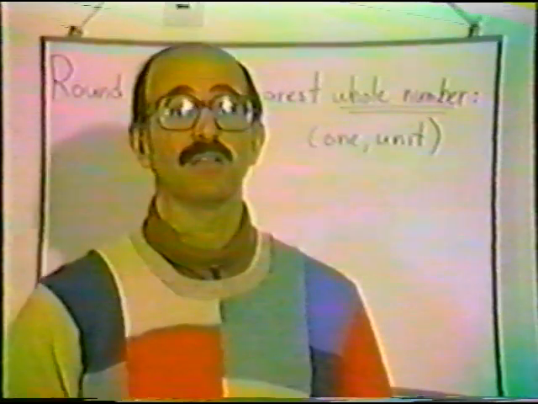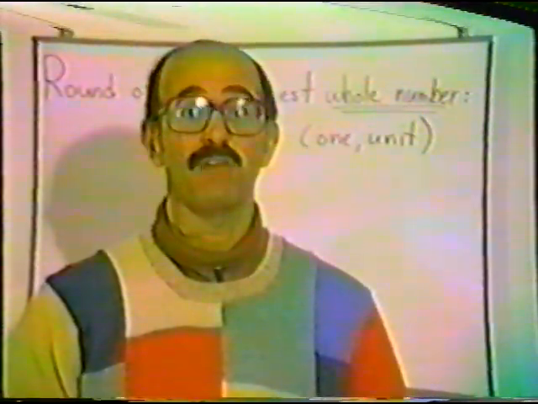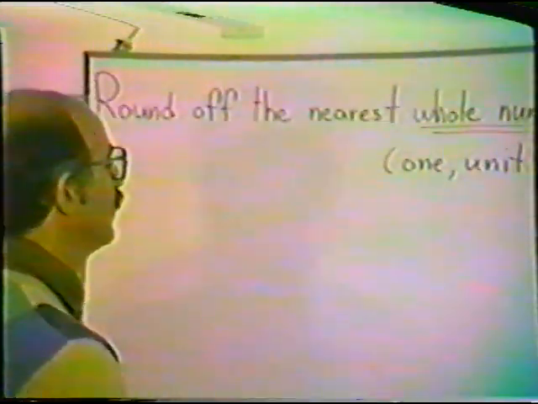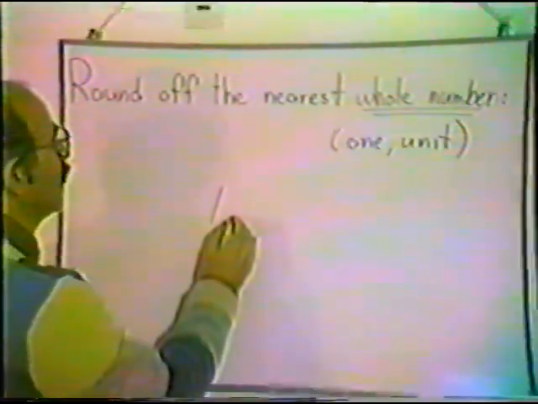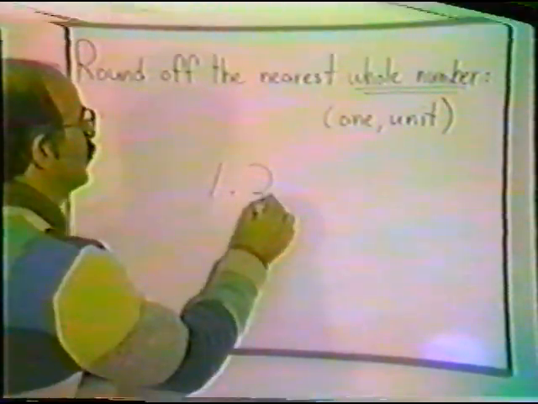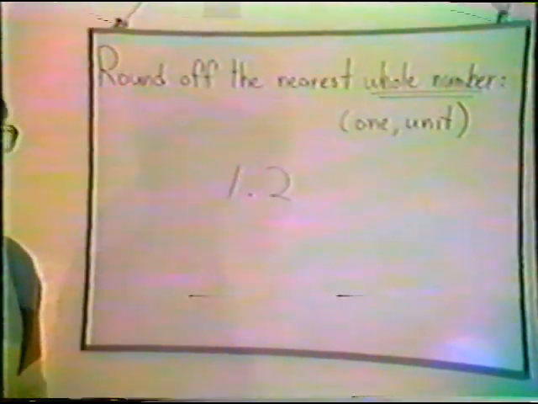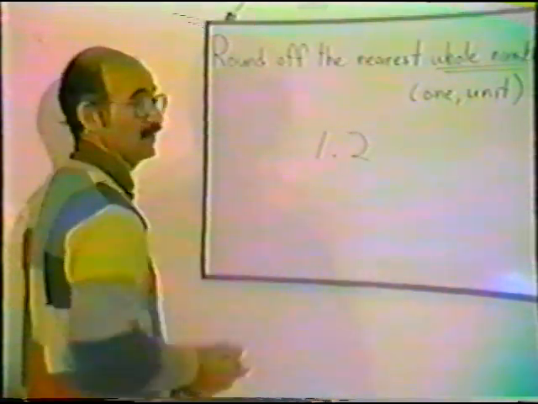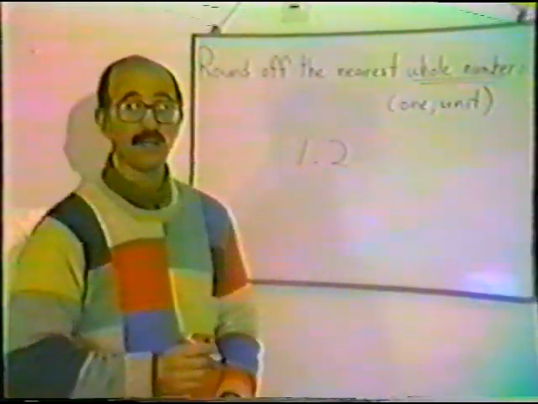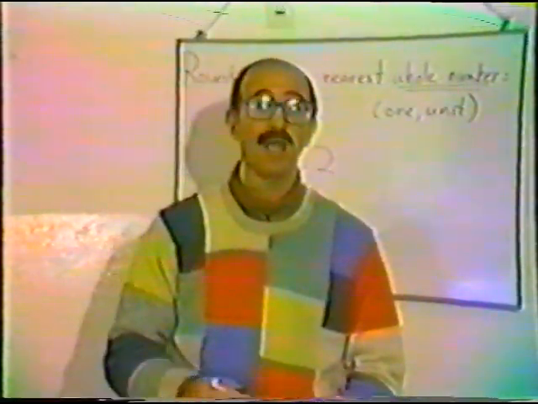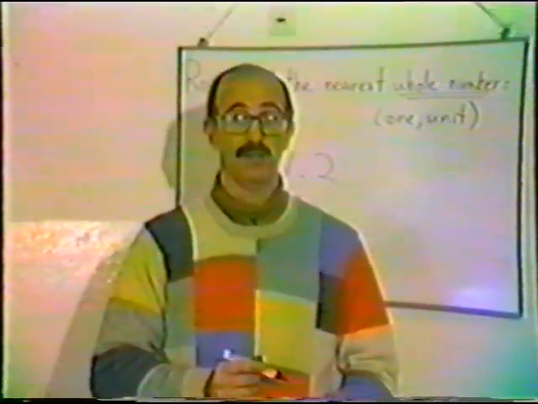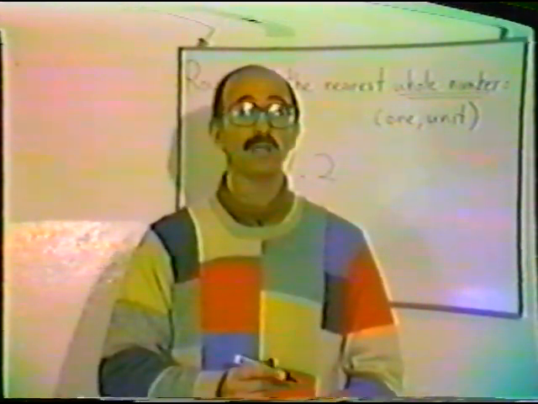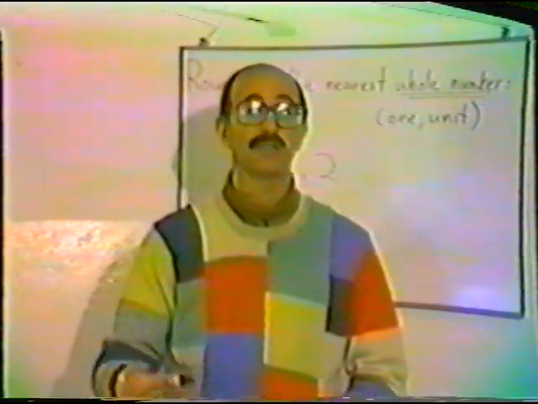Now we're going to learn how to round off decimal numbers. For instance, the number 1.2. Please read me that number. 1 and 2/10. Yes, that number is 1 and a little something, a little part of the next number. It comes between 1 and 2.